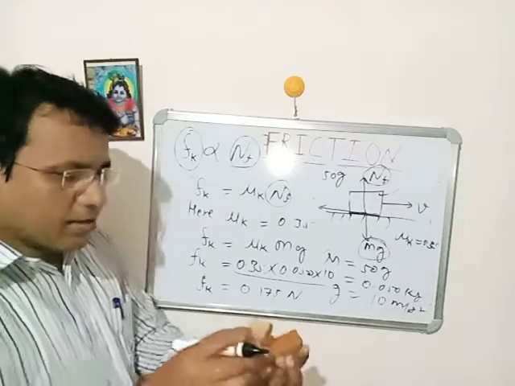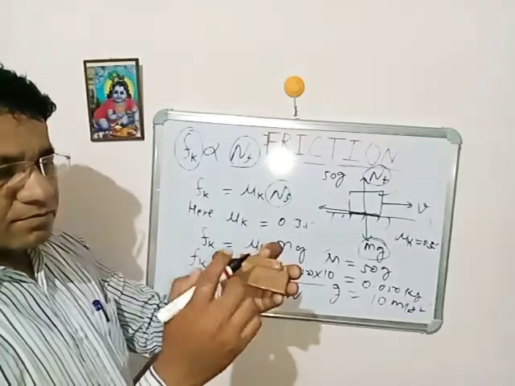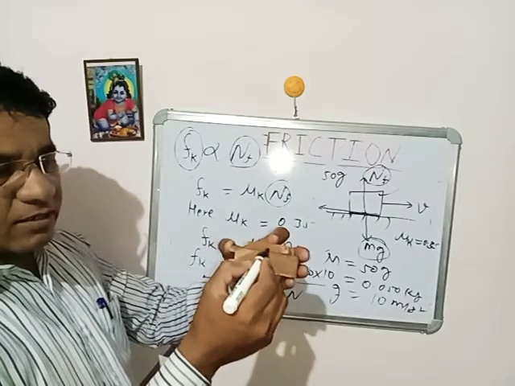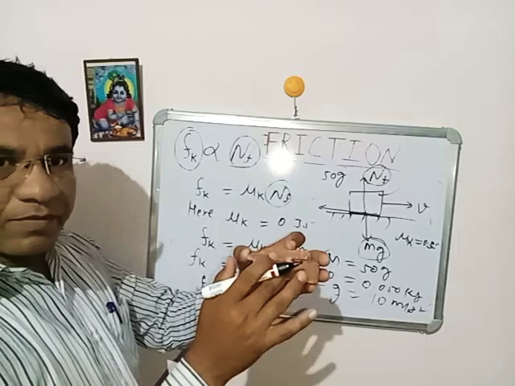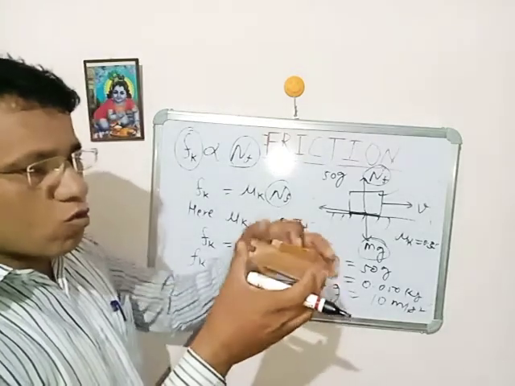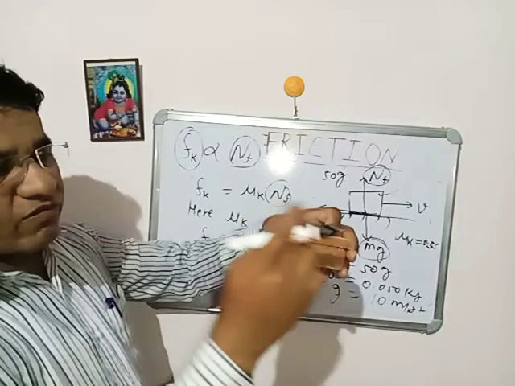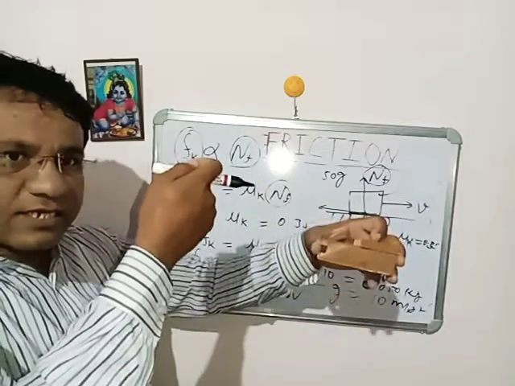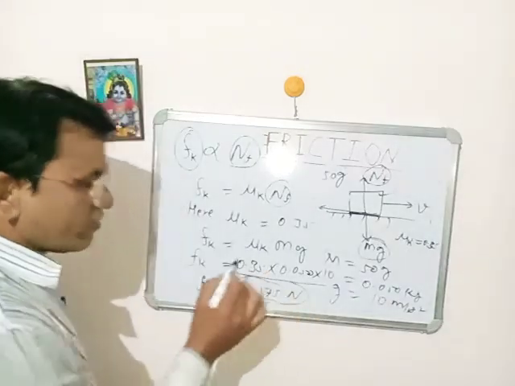So if a contact force is developed between the contact surfaces of both bodies, and you move that body in that direction, the kinetic friction will be developed in the opposite direction. So that kinetic friction is 0.175 newtons.